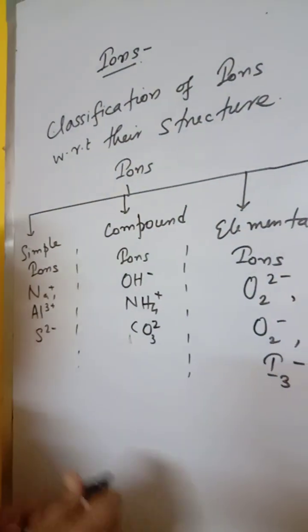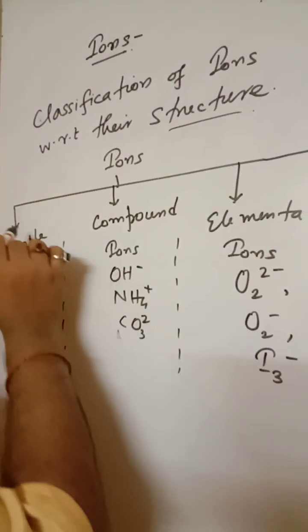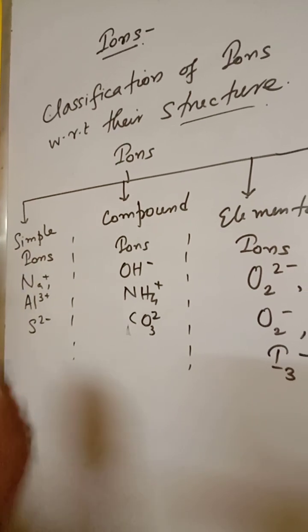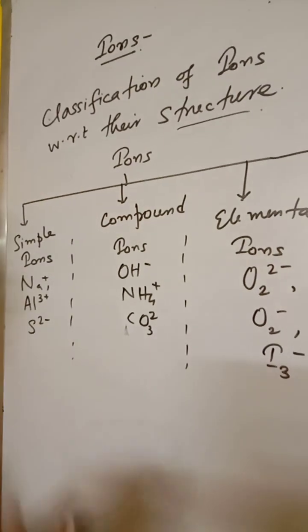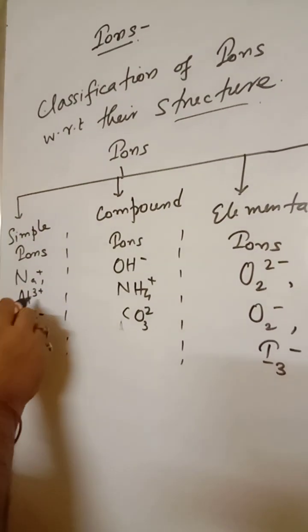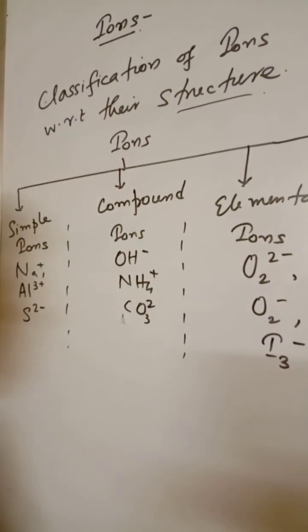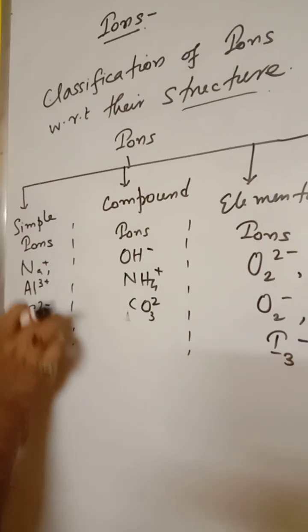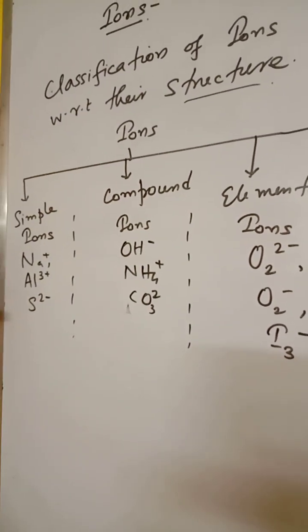Now here we try to classify the ions with respect to the structure. So first is simple ions. What are simple ions? Basically atomic species. Of these atomic species, somehow it got some charge. That means sodium, if it just loses an electron, it becomes Na+. Aluminium losing 3 electrons, becoming Al3+. While sulfur, it gains electrons. It is getting 2 electrons, S2-. So these are basically atomic species which gain corresponding charges, and hence these are all simple ions.